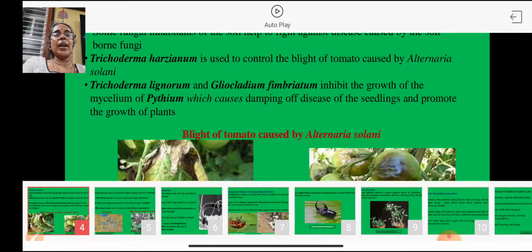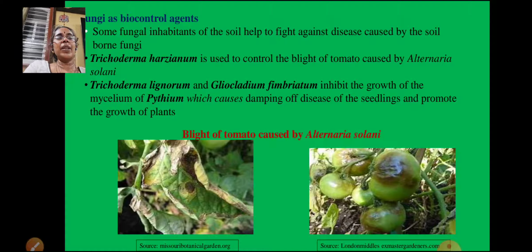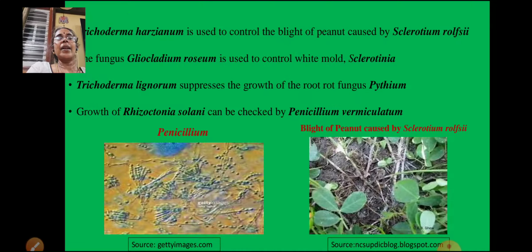Trichoderma lignorum and Gliocladium fimbriatum inhibit the growth of mycelium of Pythium, which causes damping off disease of the seedlings, and promote the growth of plants. Trichoderma harzianum is used to control the blight of peanut caused by Sclerotium rolfsii. Gliocladium roseum controls the white mold Sclerotinia. Trichoderma lignorum suppresses the growth of the root rot fungus Pythium. Growth of Rhizoctonia solani can be checked by Penicillium vermiculatum.